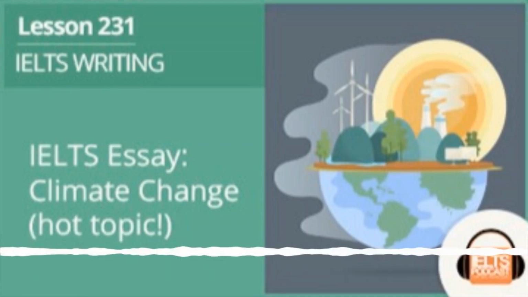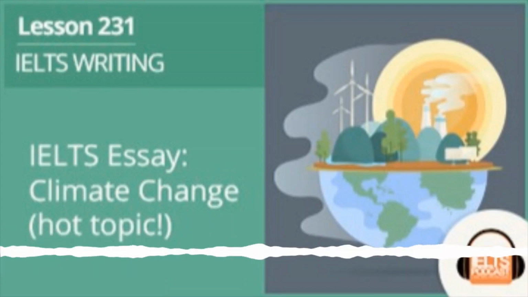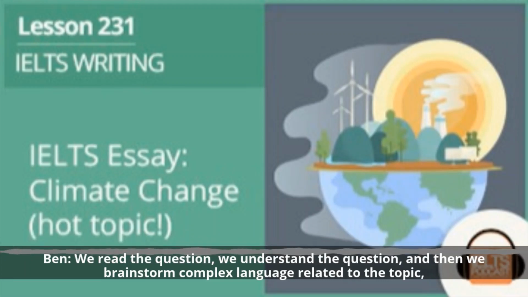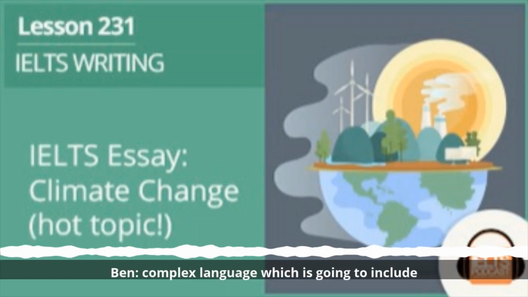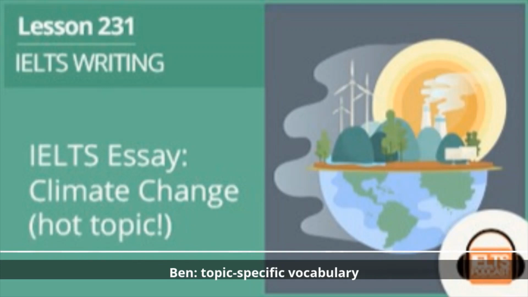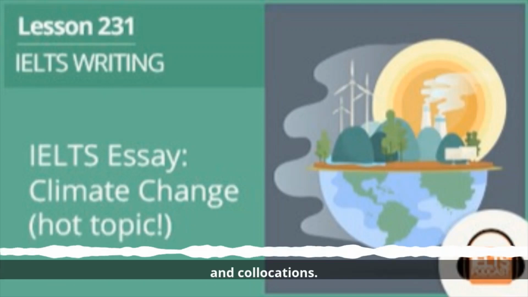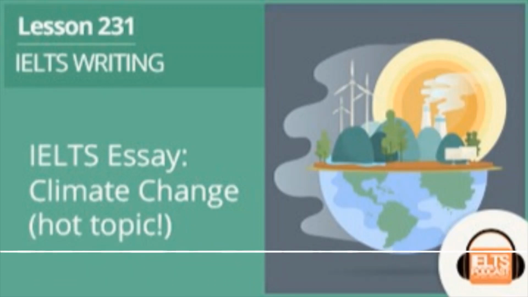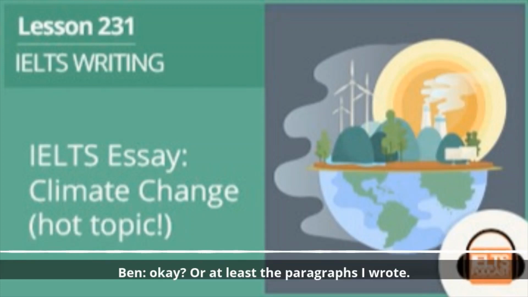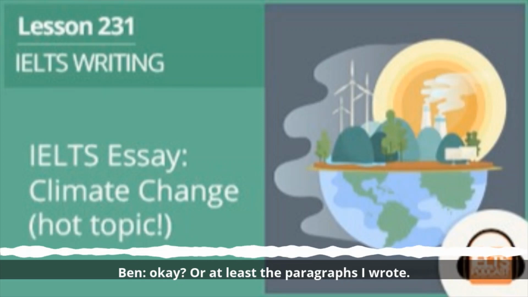So, just to recap where we've got so far. We read the question, we understand the question, and then we brainstorm complex language related to the topic. Complex language is going to include topic-specific vocabulary, collocations, and less common language. So, let's jump into this. What I'm going to do is read you the question, then I'm going to read you the answer. Or at least the paragraphs I wrote.